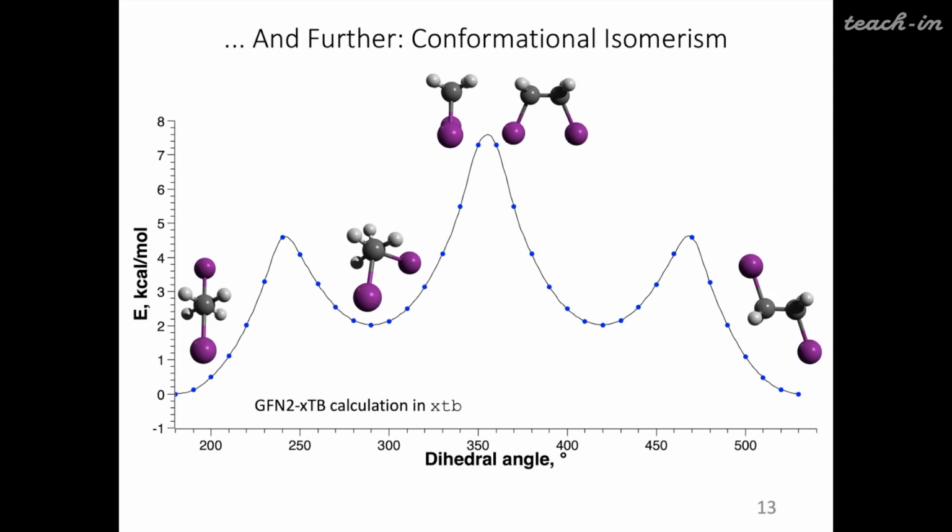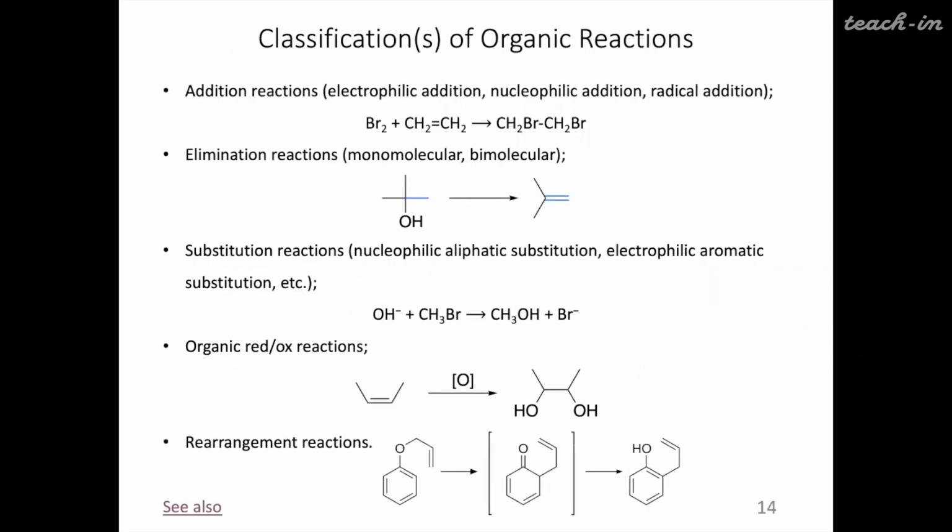really low temperatures, maybe even below the boiling point of liquid nitrogen, then we can observe individual rotamers like here, here, and the rotation around this bond that proceeds very rapidly at ambient temperatures will be really, really slow.